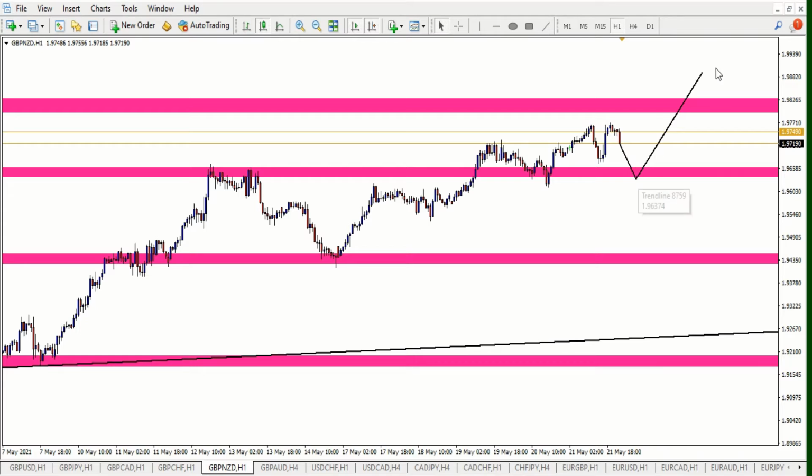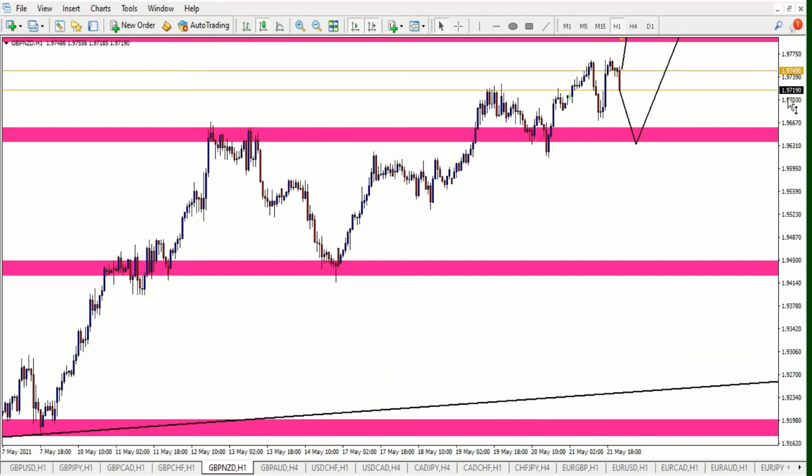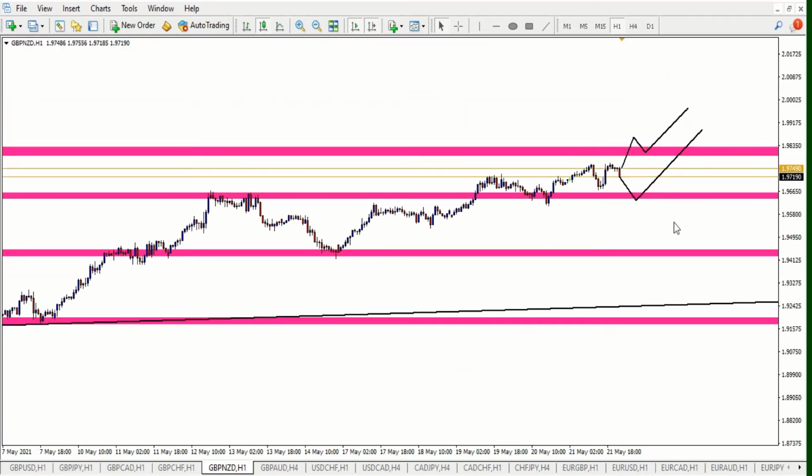back down, retest it again, and continue moving, or the market could continue moving upwards, break that resistance, come back down to retest, and then continue its way back up. Okay, so those are the two variations that I'll be looking at for this week.